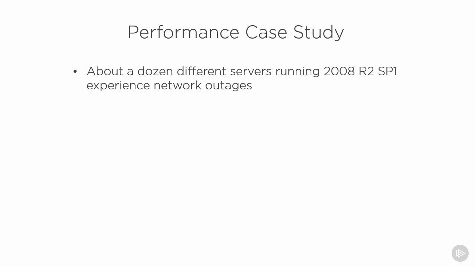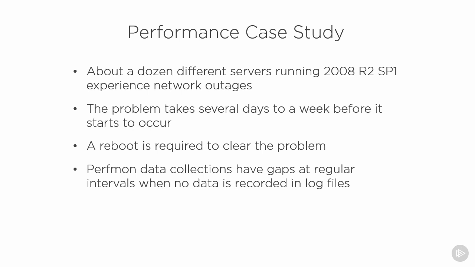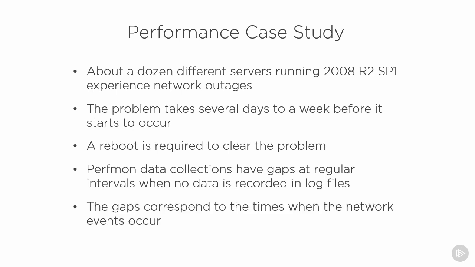So the problem affected about a dozen different servers running 2008 R2 SP1 that would experience network outages. The problem would take several days to a week before it starts to occur, making it very tricky to troubleshoot. Now a reboot would actually clear the problem. The interesting thing to note is that Perfmon data collections would have gaps at regular intervals when no data was recorded in the log files. Now these gaps corresponded to times when the network events would occur.